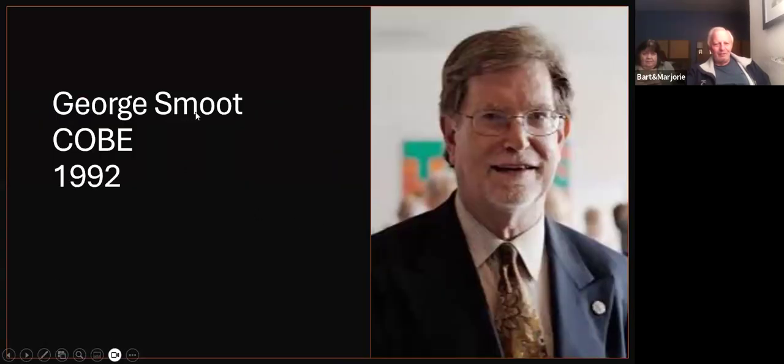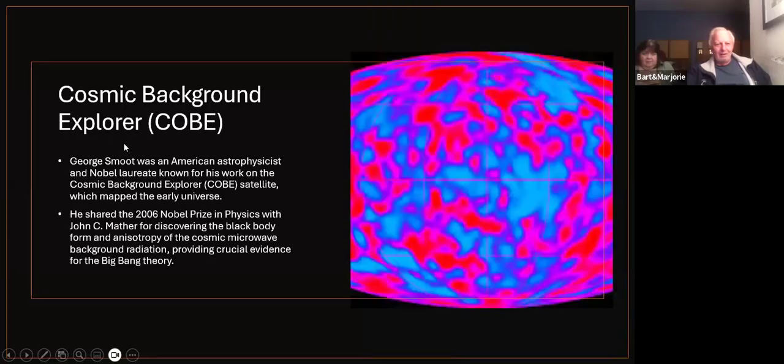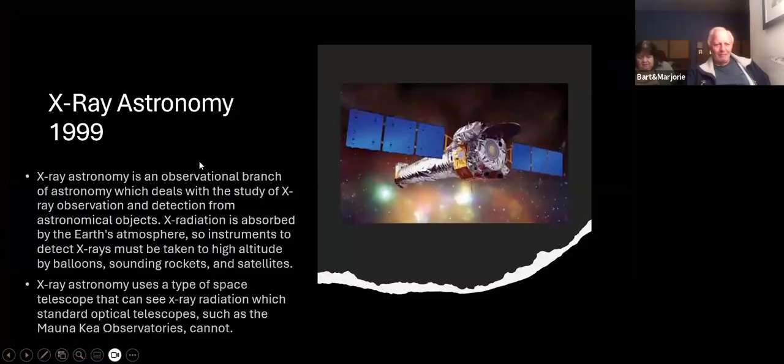A different sort of orbiting telescope is the Cosmic Background Explorer. This ended up producing this picture we saw before. It was put into orbit, and it mapped out the variations that occurred right after this Big Bang. So it's not quite uniform, not quite isotropic or homogeneous, but it's very close to it. And for all this work, he ended up getting a Nobel Prize.